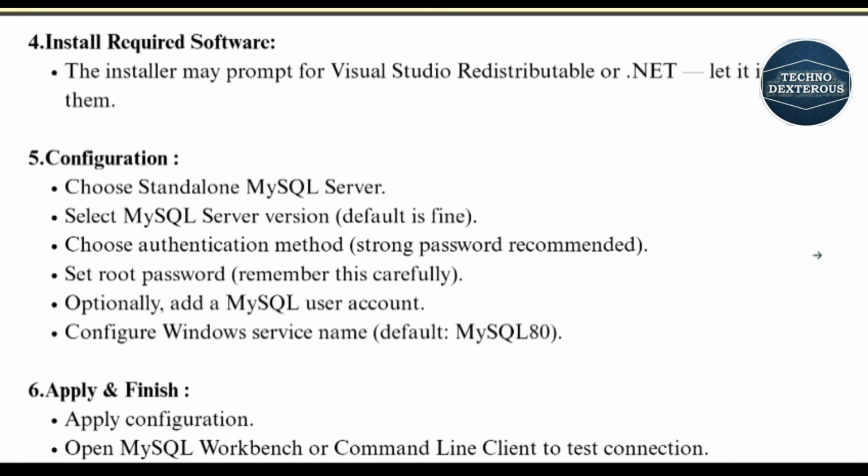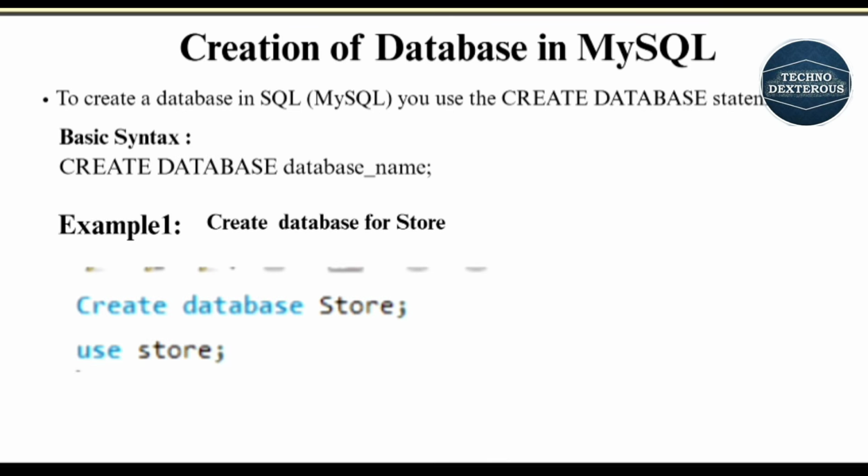Then the fourth one, install required software. This installer may prompt for Visual Studio or .NET. Configuration: choose the standalone MySQL server, select the MySQL server version, choose the authentication method, set the root password, optionally add a MySQL user account, configure the Windows server name, apply and finish.